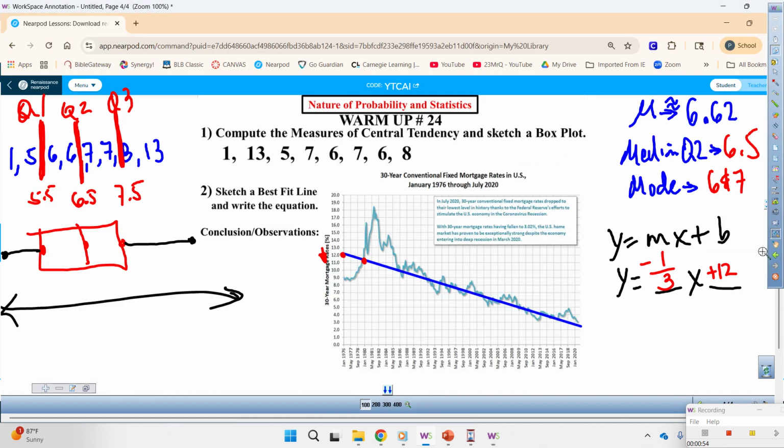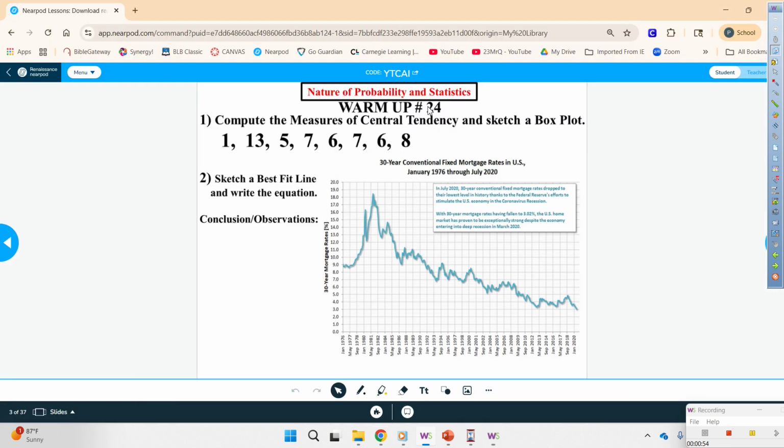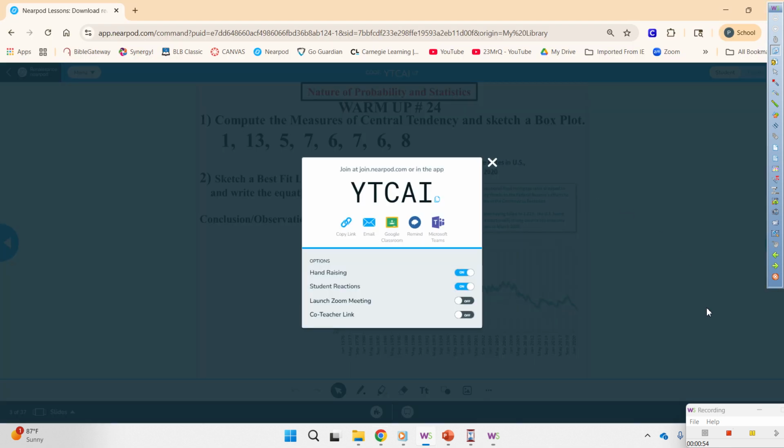So let me zoom out. Now, according to this problem, it says 30-year conventional fixed mortgage rates. Over here is percentages, and over here is years. So what does this mean? It means that you start off at how much percentage? 12. And then it goes down what? 1% every what? Every 3 years. All right. So there you go. Send me your warm-up, please. I want to see what you did.